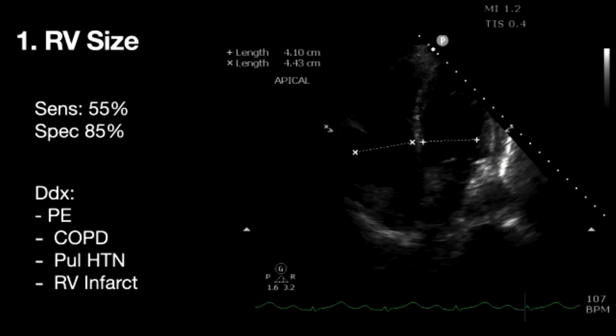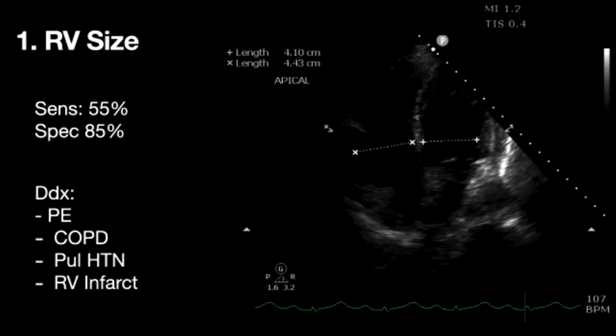as well. And the reason for that is the increased RV size can be seen in a number of things, PE among them, right? It's one of the things that increases that RV pressure. But things like long-standing COPD, right? Pulmonary hypertension, sleep apnea, things that cause pulmonary hypertension, or even RV infarcts, right? Are all things that are going to impair the RV's ability to respond. And so it's going to dilate or increase the pulmonary pressures, forcing the RV to dilate a little bit.